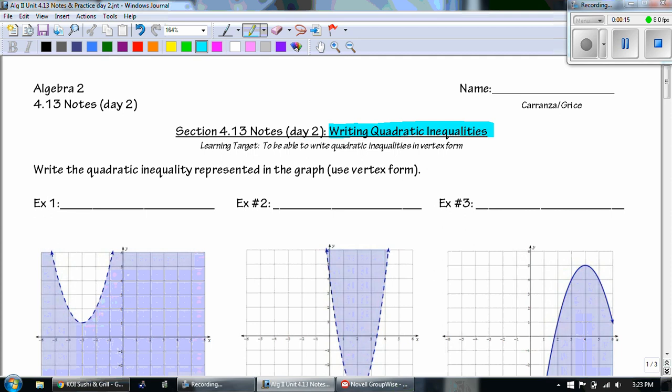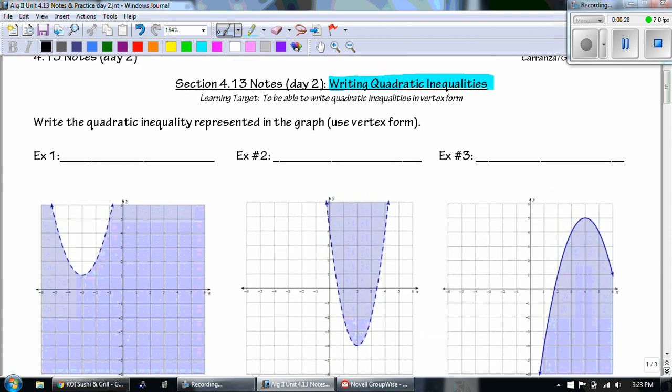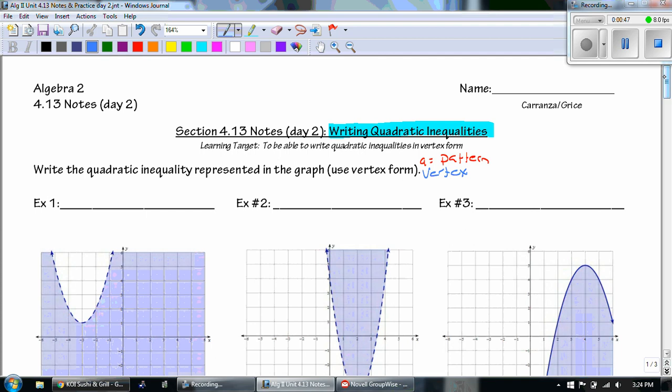Our learning target today is to be able to write quadratic inequalities in vertex form. So what they're asking us to do today is to write the quadratic inequality represented in the graph using vertex form. When we are using vertex form, we need to know what a is, that's our pattern, and then we need to know the vertex. The other thing we need to look at is the graph, to figure out what inequality we are using, okay?